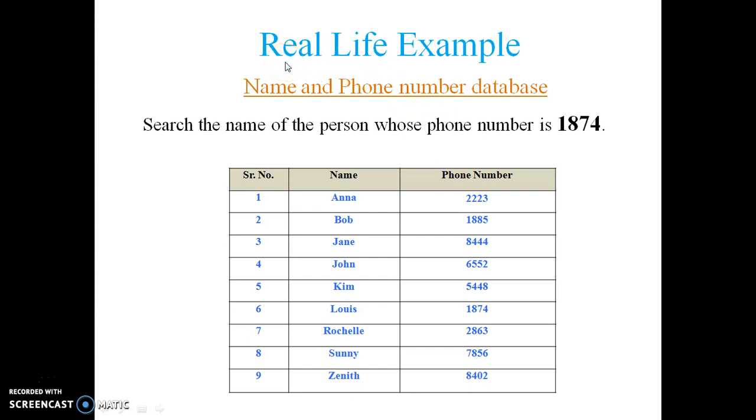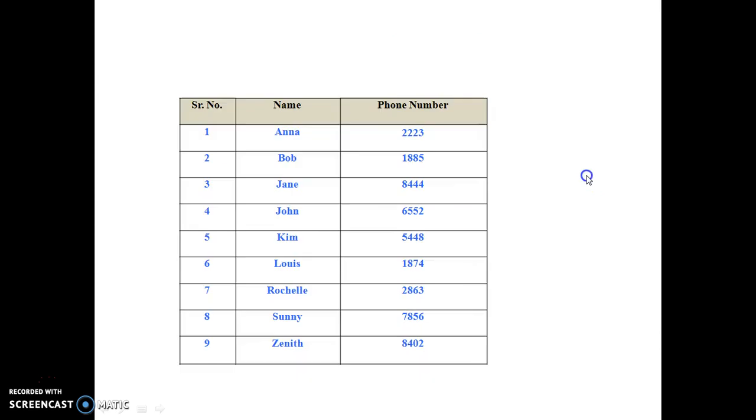Let us take a real life example of linear search. You can consider a name and phone number database for this. As you can see, we have 9 records of names and phone numbers of certain people. What we have to do is search for the name of the person whose phone number is 1874. So we start the linear search on the list.